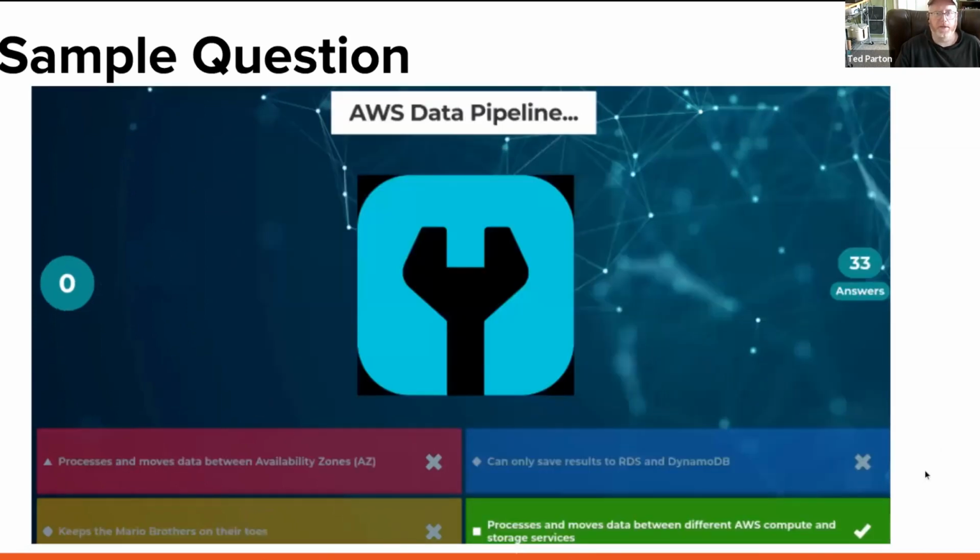On this next one, the AWS Data Pipeline, I'm really sad that the screenshot didn't have the original graphic that was in the center. It was Mario Brothers, but it's a rotating GIF, and it turned to this guy. But as you can see here, the correct answer for Data Pipeline is processes and moves data between different AWS compute and storage services. So again, just another example. And I think we have one more example I'll show you here.